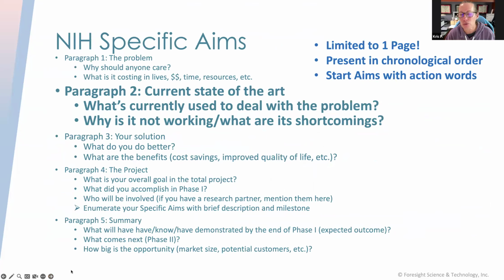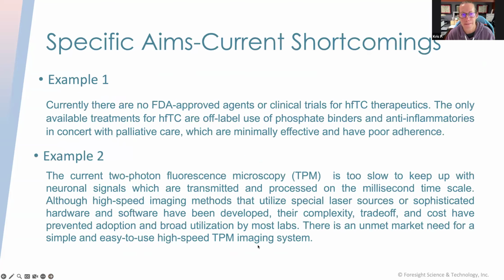Paragraph 2, we introduce what's the current state of the art, or what is the current standard of care. So how do people currently deal with this problem? What are they using, and why is it not working? Where is it falling short? What makes you think there's room for innovation here? And I think I have an example of that. Yeah, 2 examples.